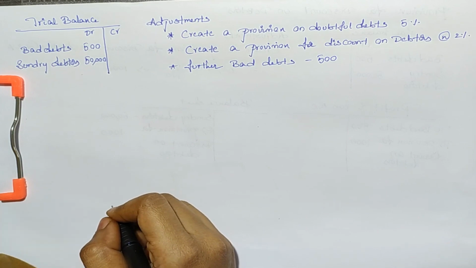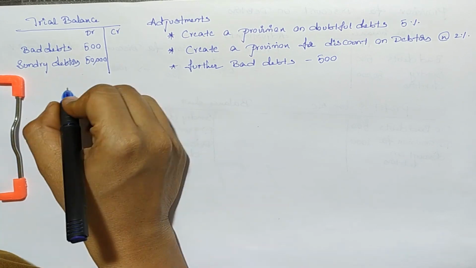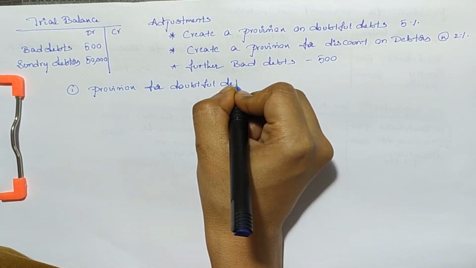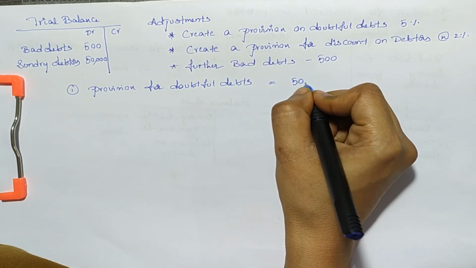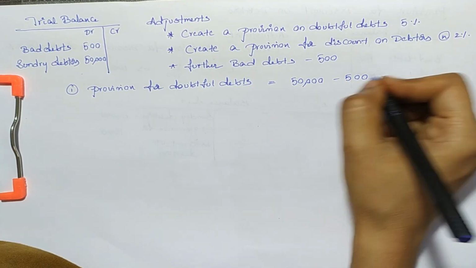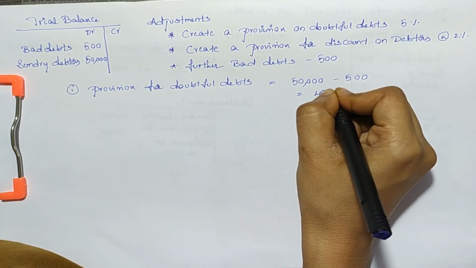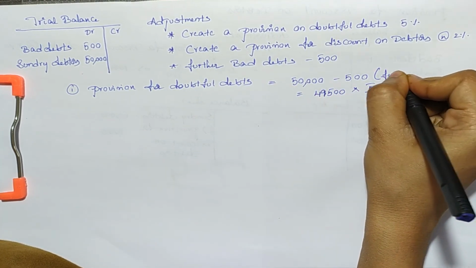Now we will see another example in which we have provision for doubtful debts, provision for discount on debtors and bad debts. In the trial balance, we have bad debts and sundry debtors. In the adjustments, we have further bad debts and provision for doubtful debts and provision for discount on debtors. In this case, first we will deduct further bad debts amount from the sundry debtors amount. Sundry debtors amount is 50,000. Further bad debts amount is 500. 50,000 minus 500 comes to 49,500.